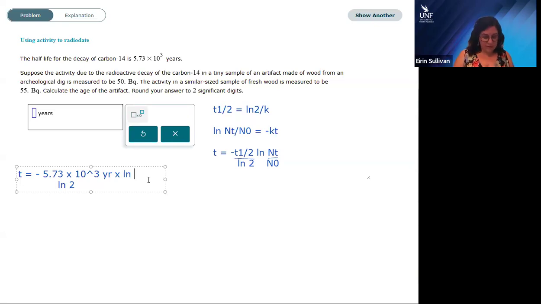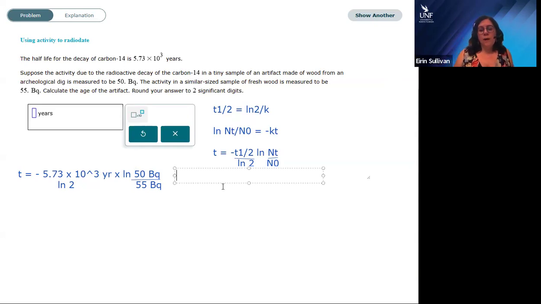So in this case, our artifact is 50 becquerels, and our new piece of wood that is like the artifact is going to be the 55 becquerels, right? Which makes sense because it hasn't undergone decay yet, okay? So variations that you might get on this kind of question, you might just get a percent of the original activity, in which case you're just going to put that decimalized percent instead of the ratio between old to new, okay? So that would be the kind of variation you could get in this question.